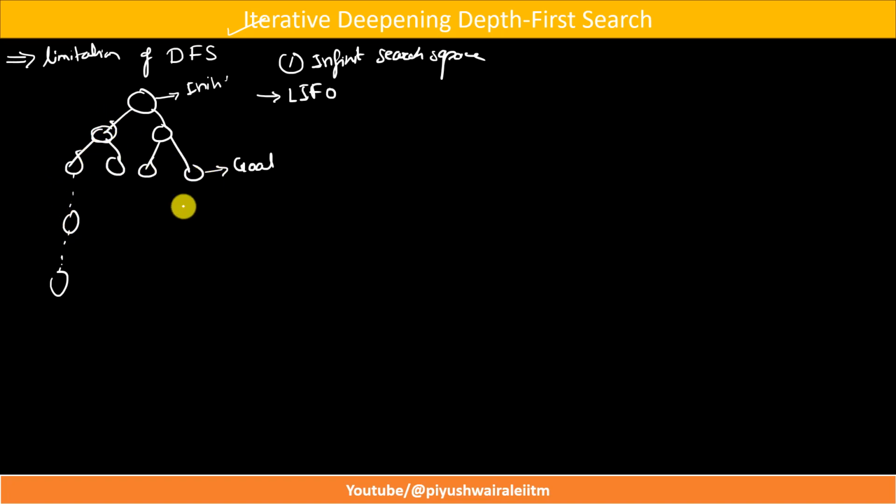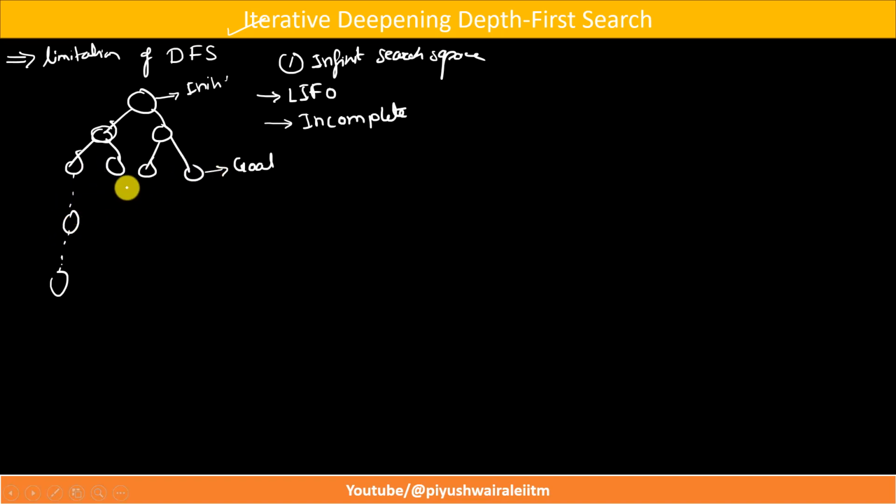If our goal state is present here, and we have an infinite search space on this particular path, or suppose we have a loop inside a particular path, then it may get stuck in that path only. It will never come back to an unexplored node, meaning in these other directions. So in this case, we will not get any solution. That's why we call it an incomplete algorithm. If we have an infinite search space, there may be a chance that we will not get the solution, because if the goal state is present here, it may get stuck in this particular path itself.